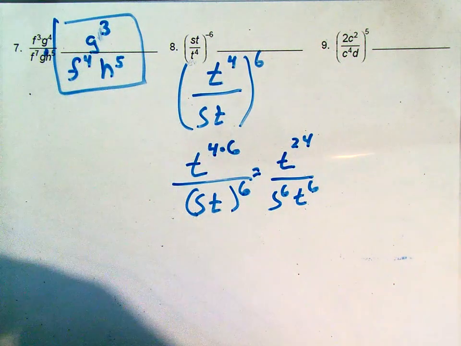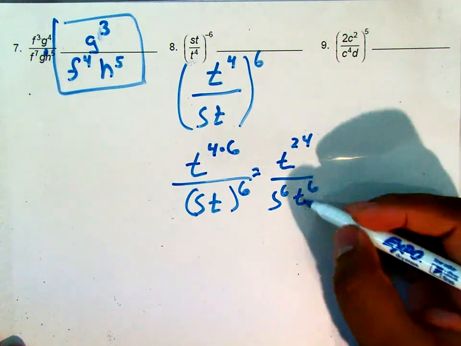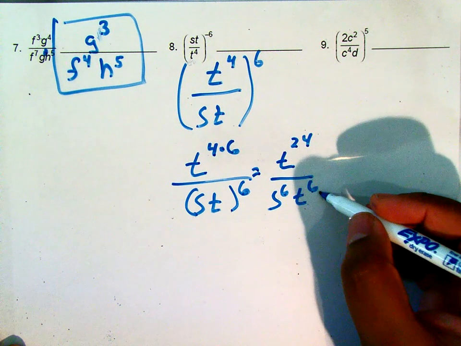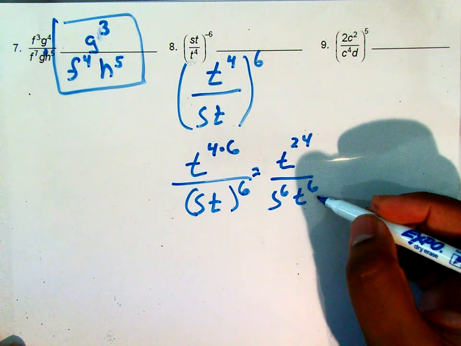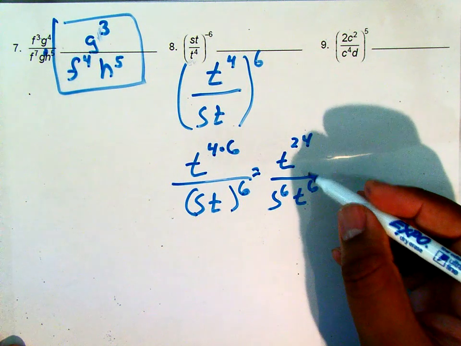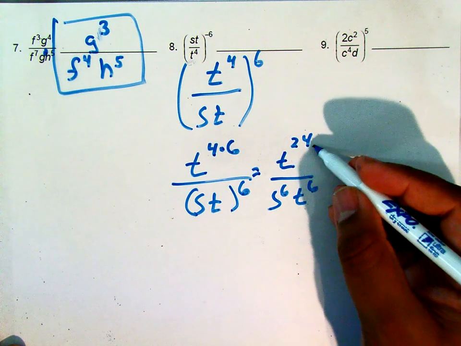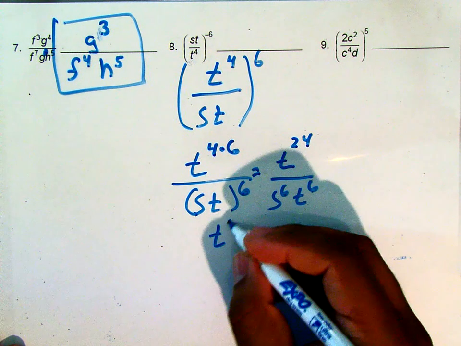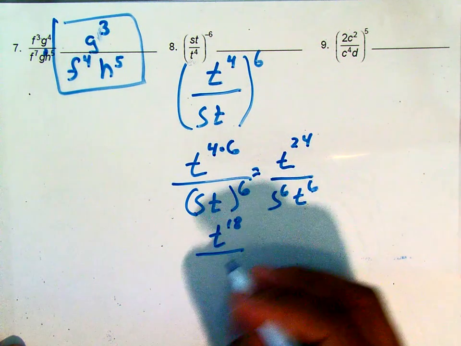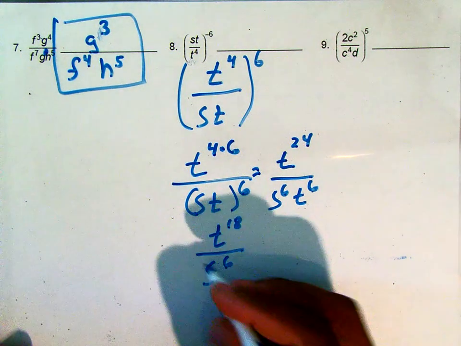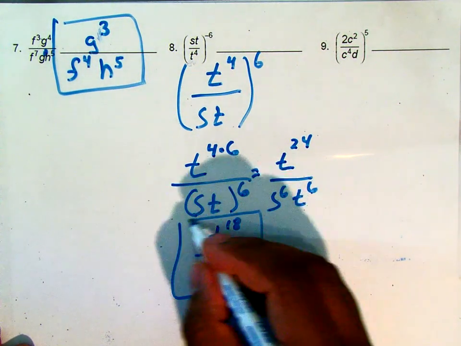Okay. Now we're almost done. All I have to do now is, since I have the same base, I can simplify this by subtracting. 24 minus 6 is going to give me 18. And with that 18, since the 24 is bigger, it'll be in the numerator. So I have t to the 18th over s to the 6th. And that's my final answer.